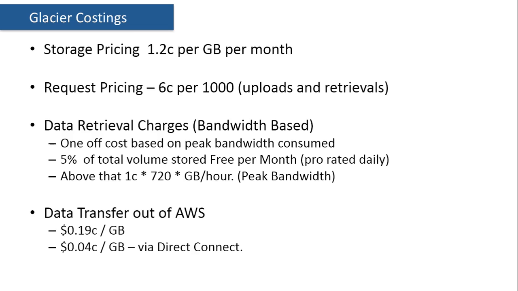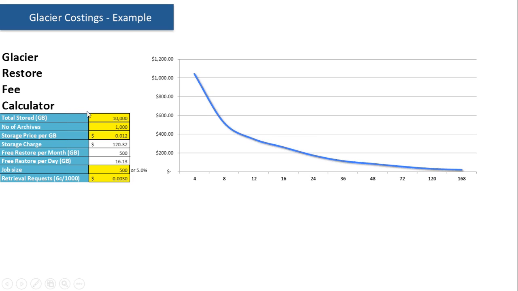I wanted to quickly show you here the results from a calculator that we have. You can see there the total. This is a sample customer who has 10 terabytes stored in Glacier across 1,000 archives, so 10 gigabytes per archive. The cost there, 1.2 cents per gigabyte, so the storage charge is $120.32 per month for that 10 terabytes.